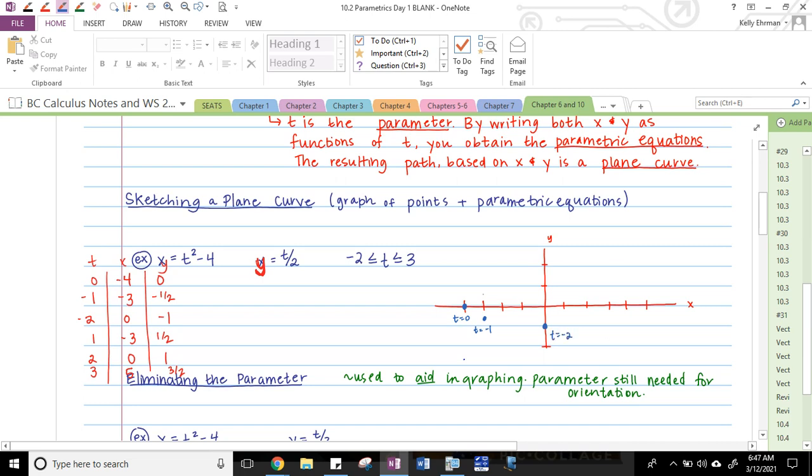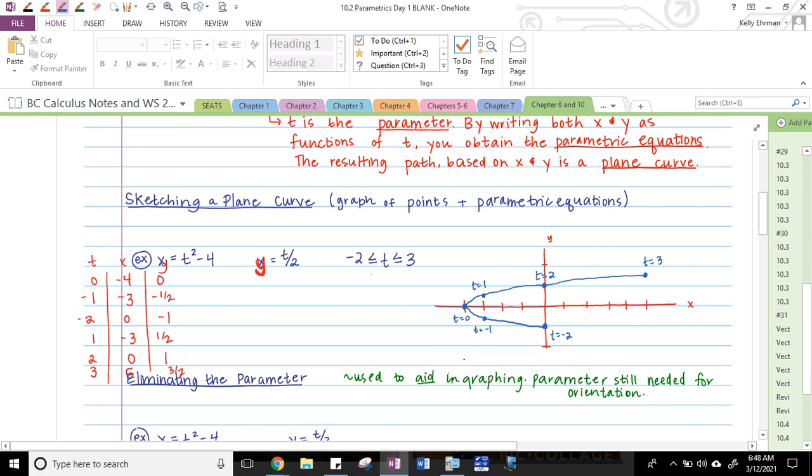And then -3, +1/2. T equals 1: 0, 1. T equals 2: and finally, we had 5, 1.5 right there. So when you draw in this curve, I'm going to connect all these points.